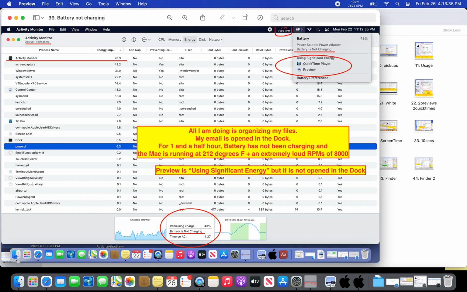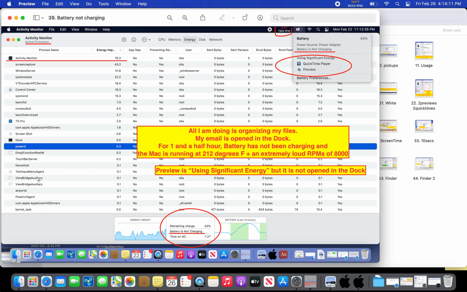Say that one more time. I have two ViewBridge Auxiliary. Your thoughts on that? Sometimes I have double processes running, so I want to know. I usually see right away that one is for the user and one is for root. So the system is using one of the processes and your user profile is using the other process. So right away that would tell me that it's a necessary process used by the operating system and your user profile. Huh. So I am using ViewBridge.